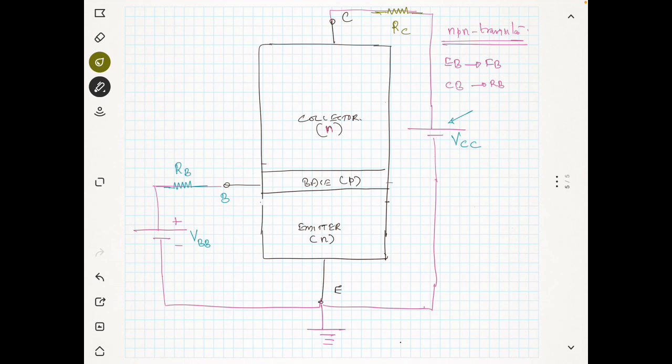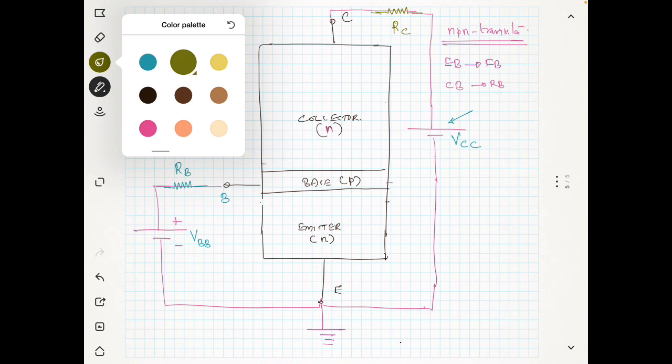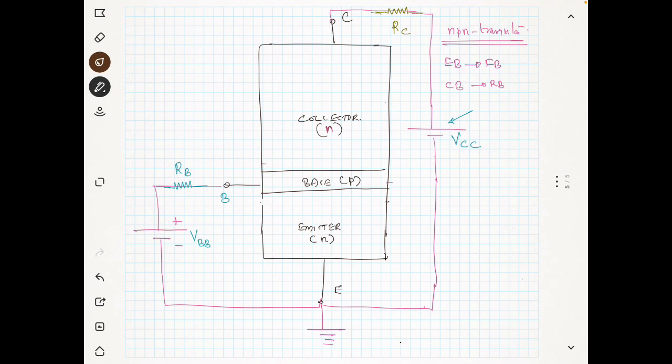I told you N-type semiconductor. We have N-type semiconductor at the emitter. So at the emitter we have a lot of electrons, right? We have a lot of electrons at the emitter.